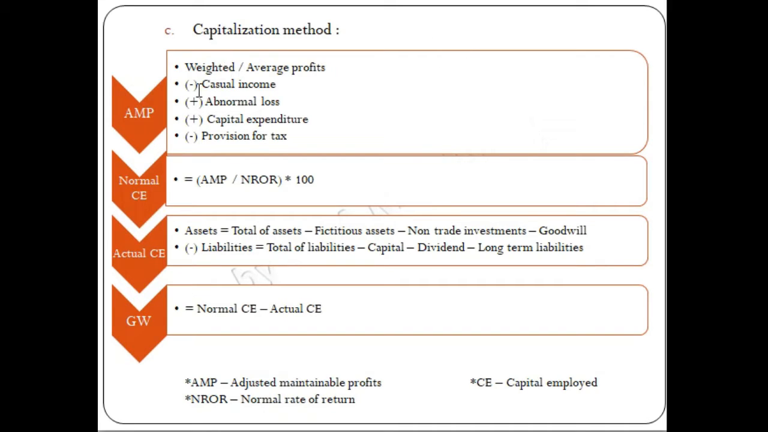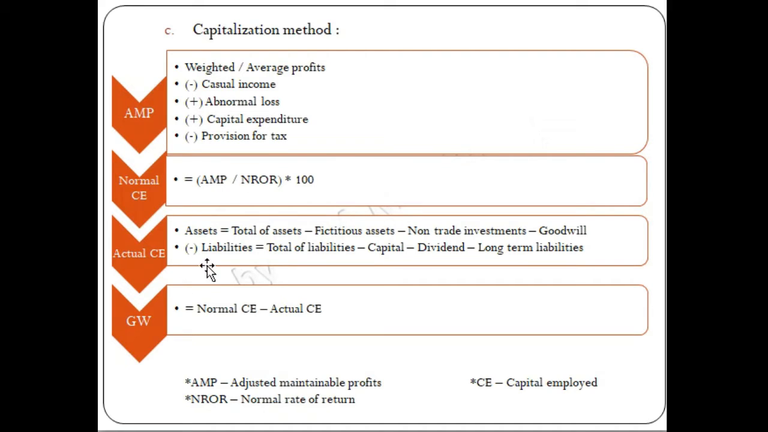Again, we calculate adjusted maintainable profits. Same thing, average profits minus casual income plus abnormal loss plus capital expenditure minus provision for tax. That remains the same. Then calculate normal capital employed, which is AMP, adjusted maintainable profits, divided by the normal rate of return into 100. You will arrive at normal capital employed.